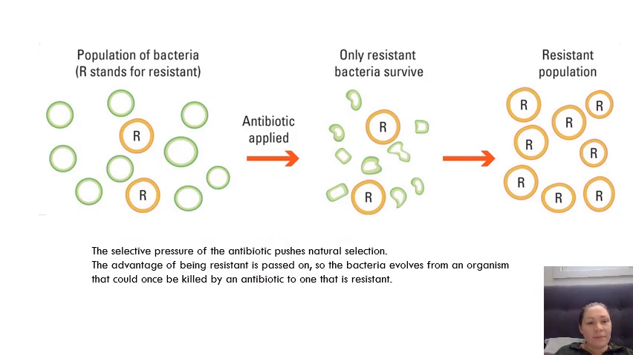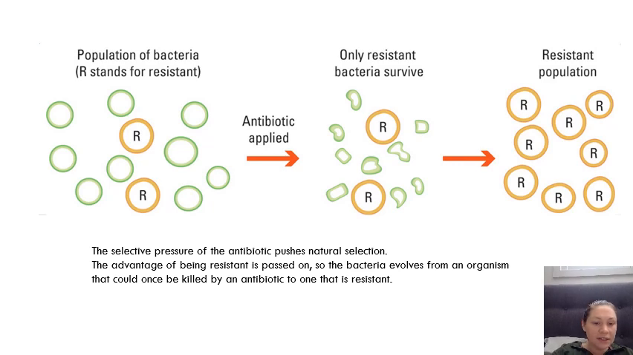We can see a diagram here which shows a population of bacteria that are resistant. Capital R stands for resistant. They are the ones that are going to survive when antibiotics are applied. And then the resultant population, or the new population, are all resistant to a particular type of antibiotics.